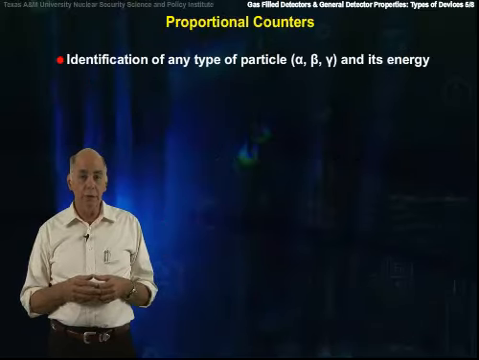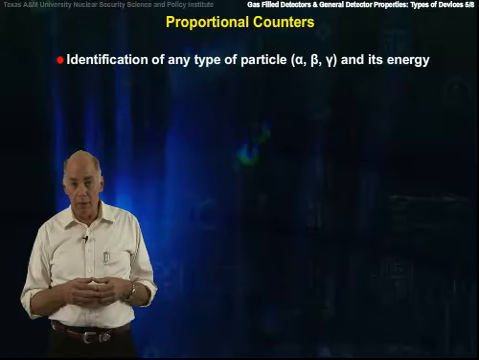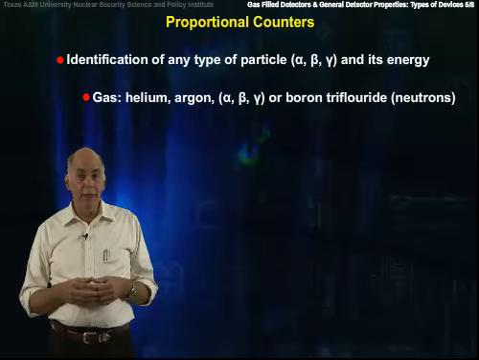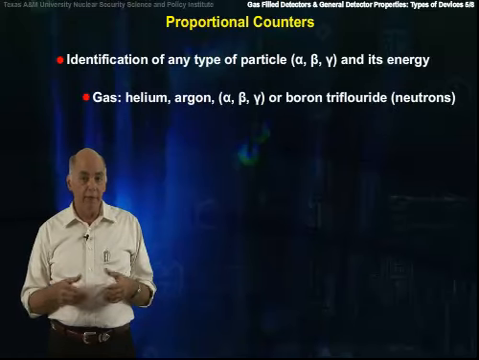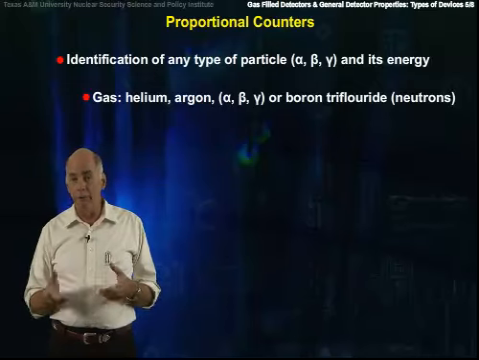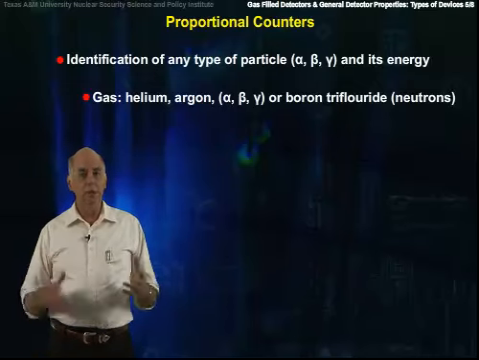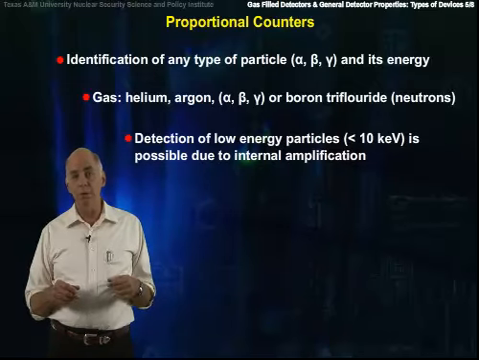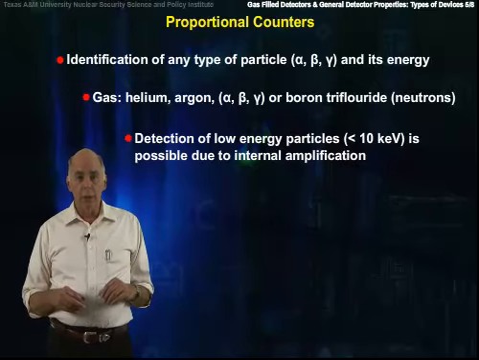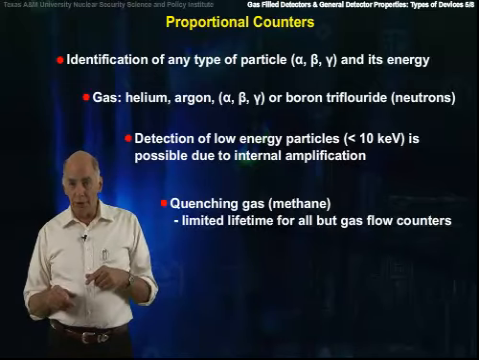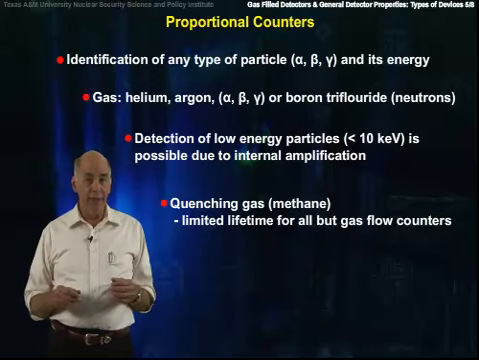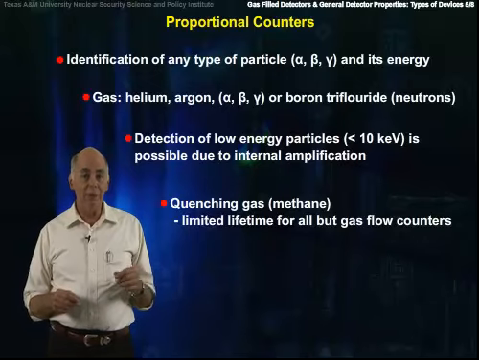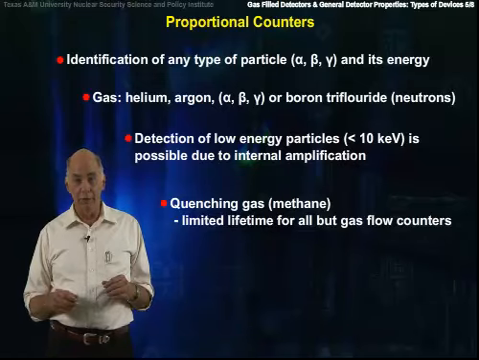With proportional counters, we can identify the type of particle, whether it's alpha, beta, or gamma, and its energy. For the counting gases, helium or argon for alpha, beta, and gamma, or boron trifluoride for neutrons are the most common. Detection of low-energy particles below 10 keV is possible due to the gas amplification. To stop a Geiger-Müller discharge, a quenching gas, often methane, is added to the counting gas. This helps resolution but limits the lifetime of proportional counters, for all except gas flow counters.